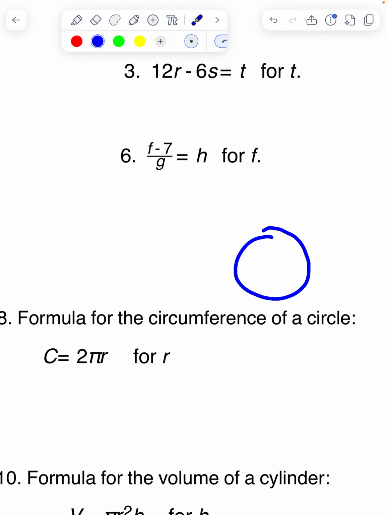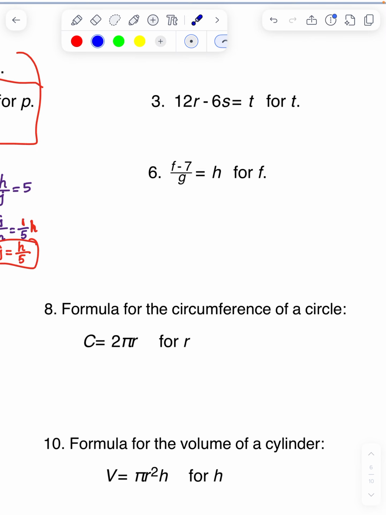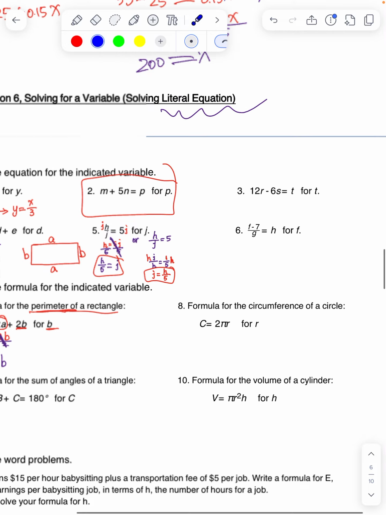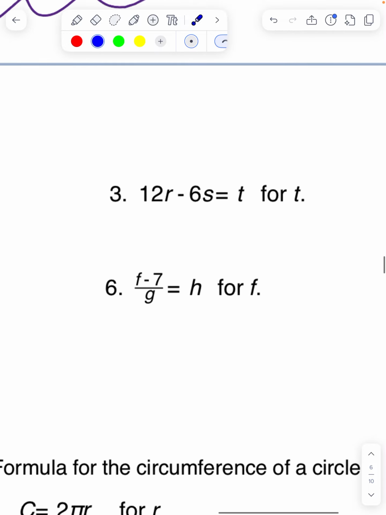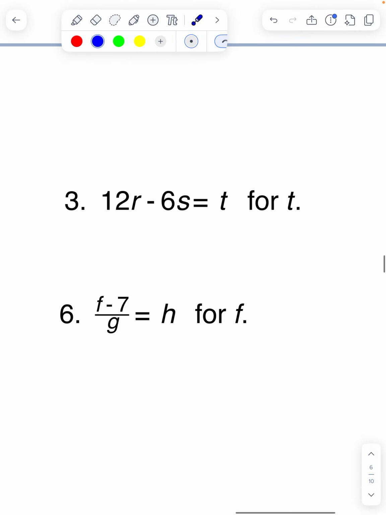Number 8, formula for the circumference of a circle. Circumference of a circle, that means the length of the circle, right? Oh, we have some questions missing. Number 3, for T. I think I made a mistake again here. Typo. T is already solved. Do not do number 3.